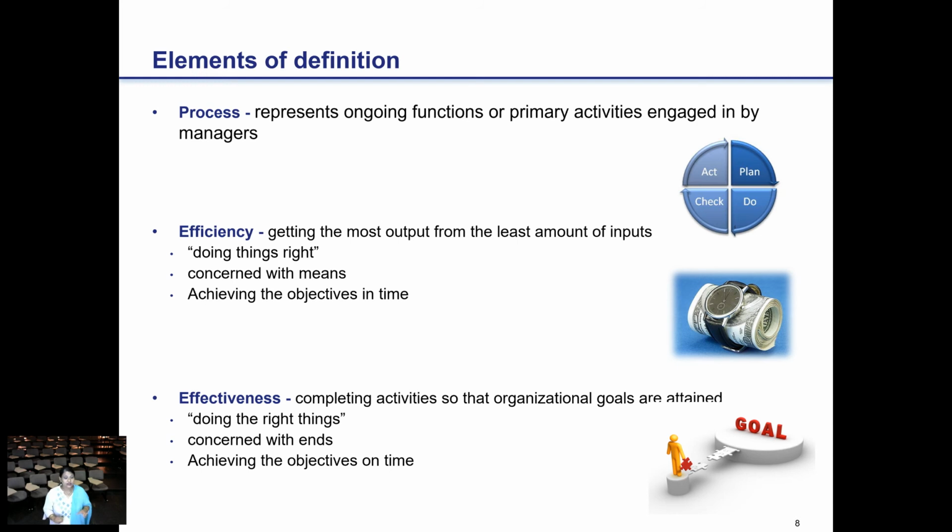In effectiveness, what happens is completing activities so that organization goals are attained. You have to be very effective. Effective means doing the right things. In efficiency, if something has gone wrong but the process is fine, you can always make it proper. But in effectiveness, you have to do the right things, and it aims not at the process but at the goal. Here too, you have to achieve the objectives on time.